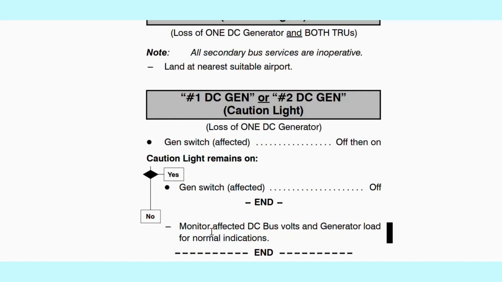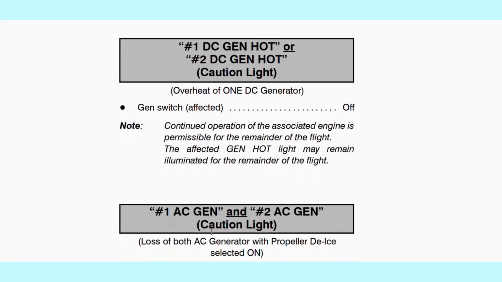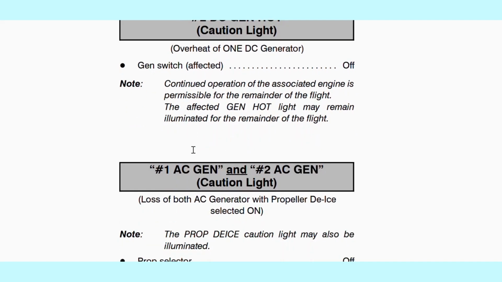Okay, now you have something to do with generators becoming hot, so either one of them becoming hot or the other one becoming hot. Very simple, it just says switch off the generator. Okay, and it does say here continued operation of the associated engine is permissible for the remainder of the flight. The affected gen hot light may remain illuminated for the remainder of the flight, so you don't need to worry about it. It's pretty much okay, just switch it off, and that generator has been secured and isolated.